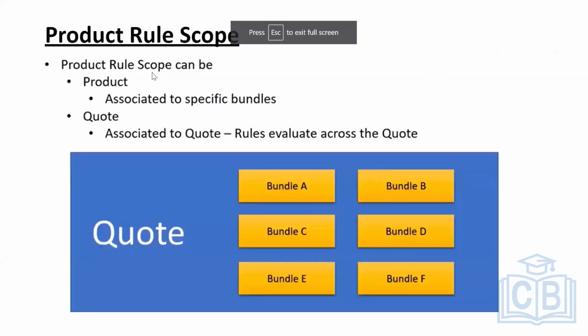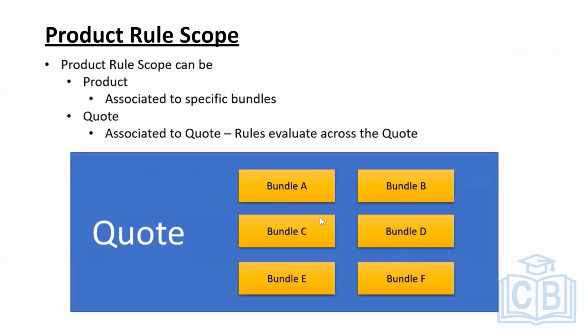A product scope can be a product which is associated with a specific bundle. In this screenshot, you can see this whole is my quote, and these are my products, bundles A, B, C, D, E, F. Whatever product rule we apply with a product scope selection, we are applying on bundle A, B, C, E or F, not on all the bundles. The product rule only works on a few of the bundles.